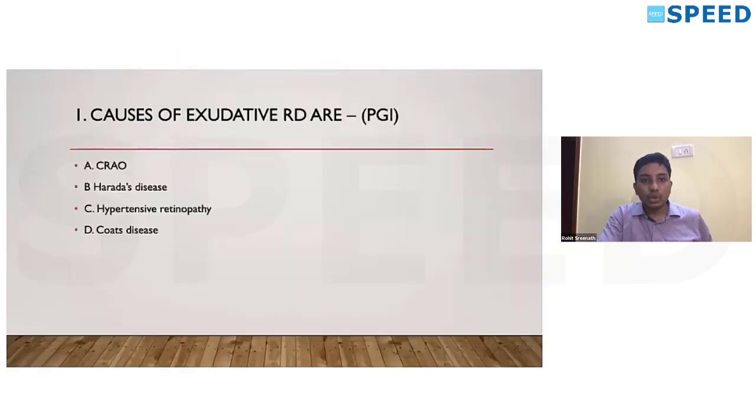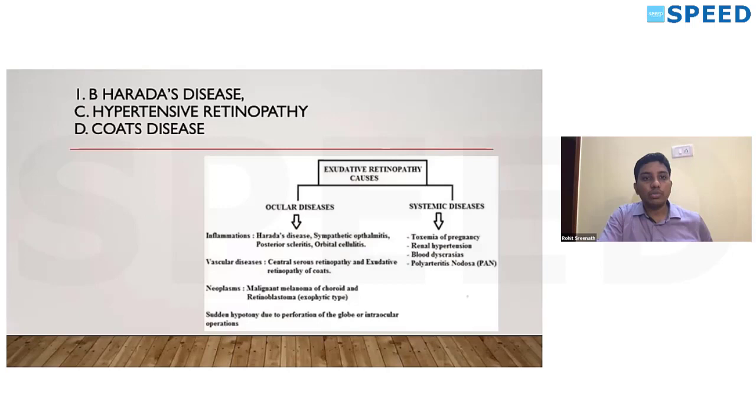Okay, so we'll quickly go to the questions. The causes of exudative RD. This is a PG question, so it is a multiple choice. So we know it is because of Coats disease, hypertensive retinopathy, and Harada's syndrome. Remember, the important systemic causes include toxemia of pregnancy, polyarteritis nodosa, Harada syndrome, CSR, and exophytic type of retinitis pigmentosa.